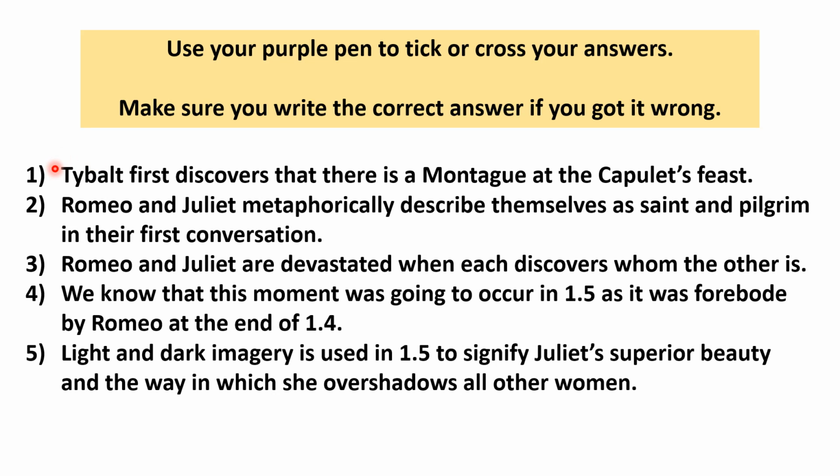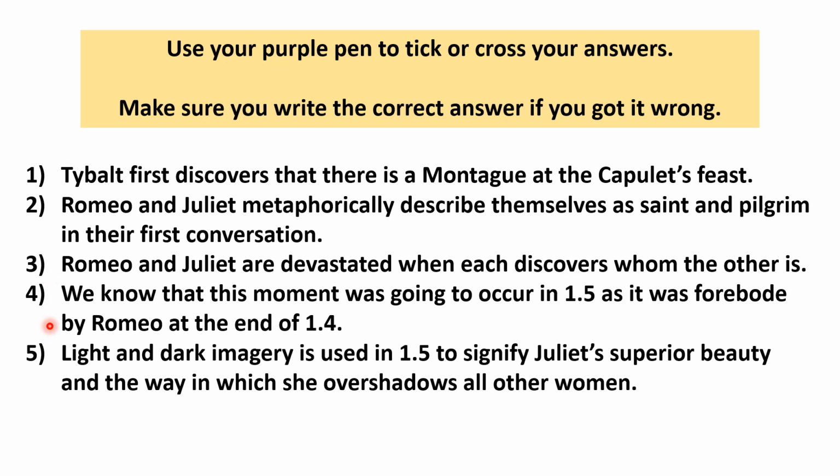So it is Tybalt who first discovers that there is a Montague at the Capulets' feast. Romeo and Juliet metaphorically describe themselves as saint and pilgrim in their first conversation. Romeo and Juliet are devastated when each discovers whom the other is.